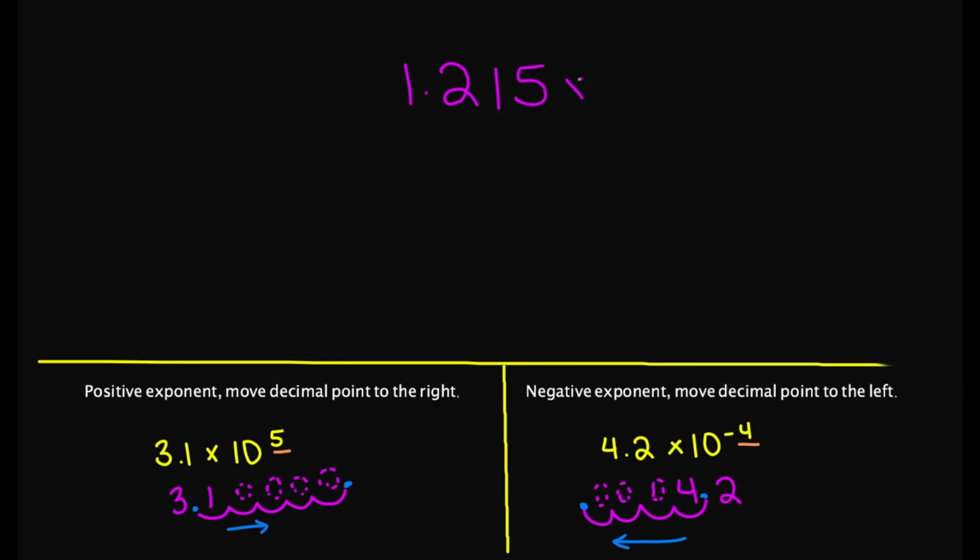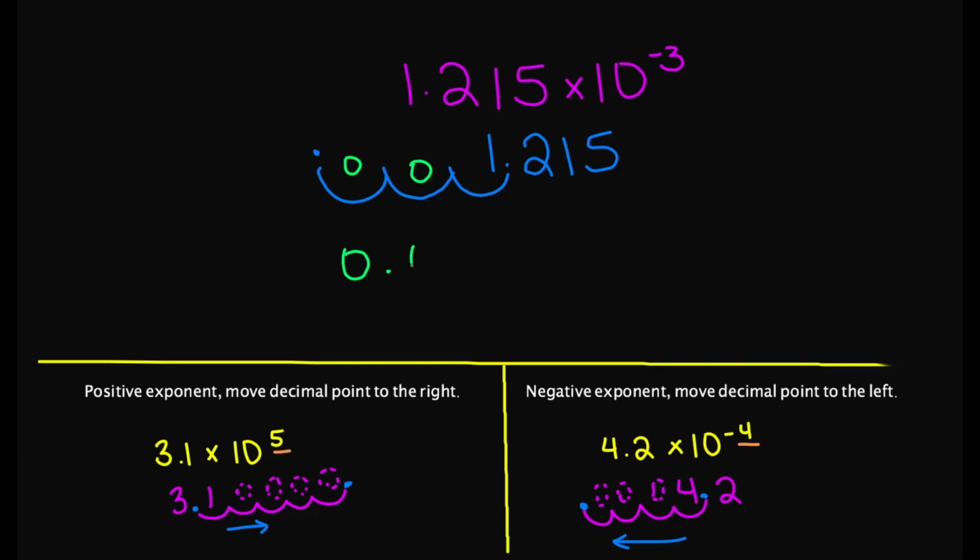1.215 times 10 to the -3rd power. Because I have a negative exponent, I'm going to move my decimal 3 places to the left. So 1.215, if I move my decimal, we're going to get 1, 2, 3. My new decimal point is here. And then we're going to fill in our zeros. So you have 0.001215. And this is your final answer here.